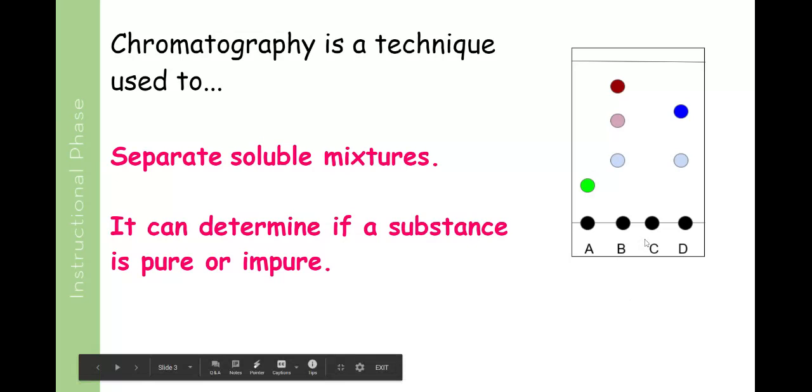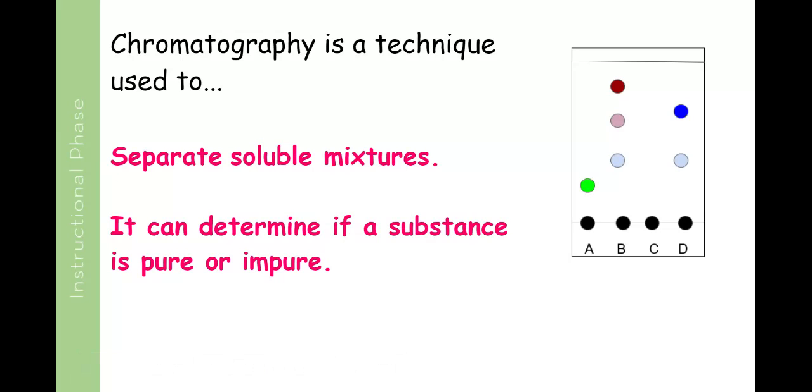What can we say about C? Nothing's happened to it. It hasn't moved. What can we say about it? It is insoluble. Good. It might have been a permanent pen. We could change the solvent to, for example, ethanol, and that might be able to dissolve it.